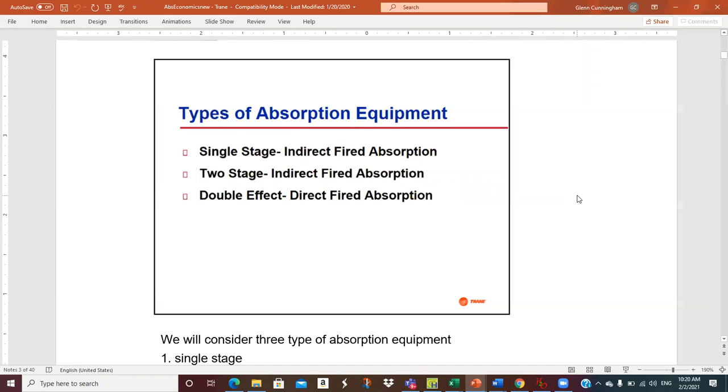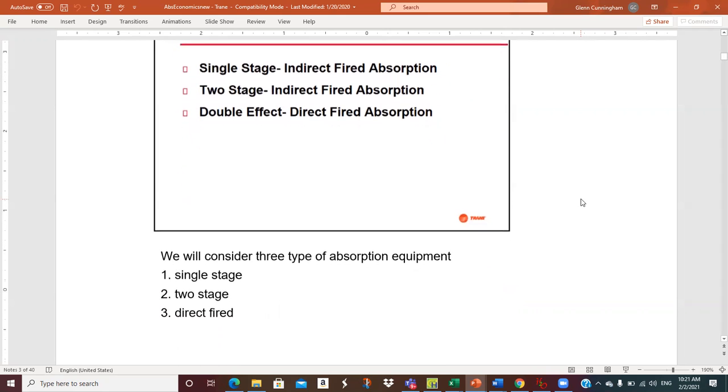Okay, so types of equipment: single stage indirect fired, which would be provided with hot water or low pressure steam. Two-stage indirect fired, again provided with 350 to 400 degree water or 350 to 400 degree steam. And then double effect direct fire absorption. So those are the three that we're going to look at and run the analysis on in this presentation.